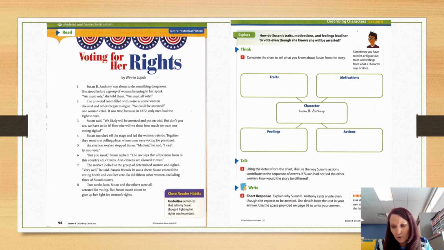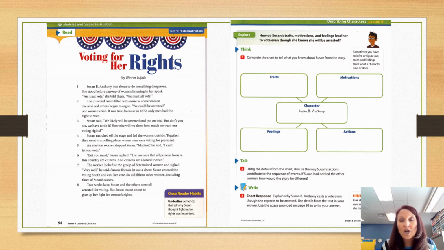The worker looked at the group of determined women and sighed. "Very well," he said. Susan's friends let out a cheer. Susan entered the voting booth and cast her vote. So did 15 other women, including 3 of Susan's sisters. Two weeks later, Susan and the others were all arrested for voting, but Susan wasn't about to give up her fight for women's rights.